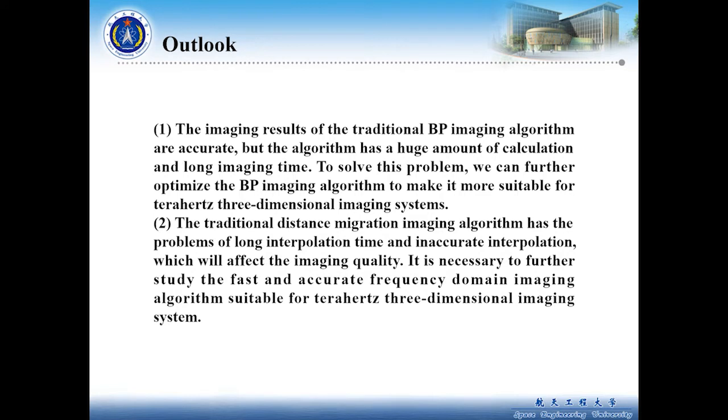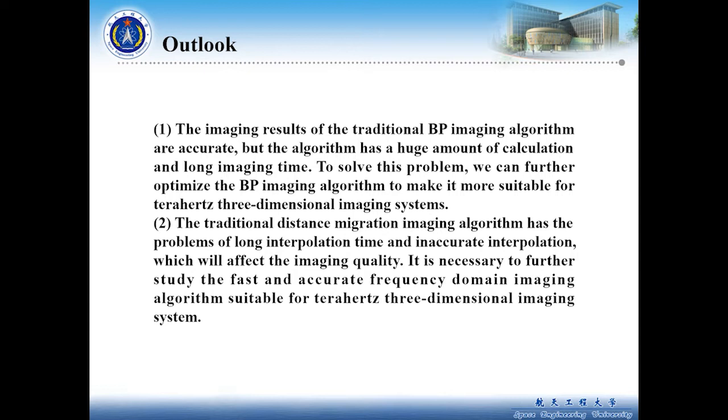Outlook. The imaging results of the traditional BP imaging algorithm are accurate, but the algorithm has a huge amount of calculation and long imaging time. To solve this problem, we can further optimize the BP imaging algorithm to make it more suitable for terahertz three-dimensional imaging systems.